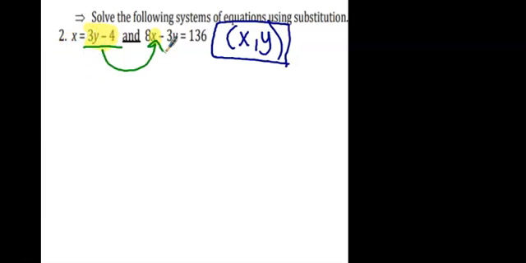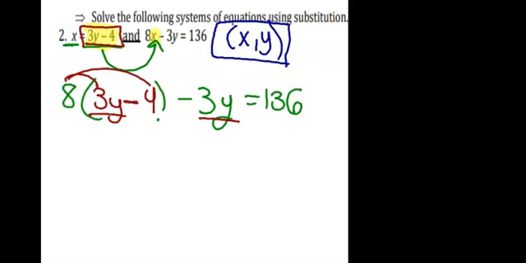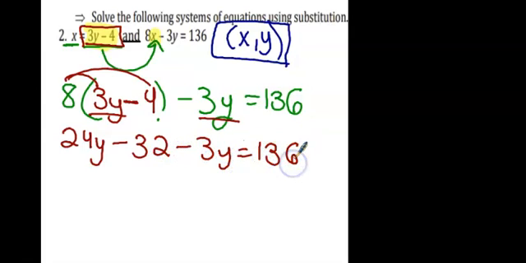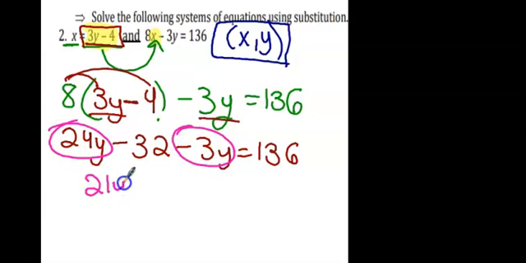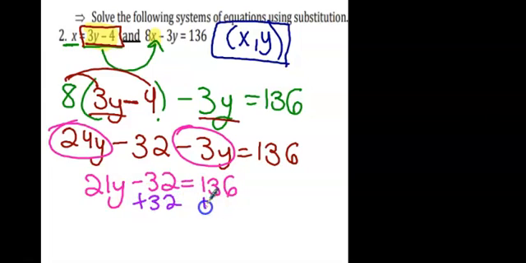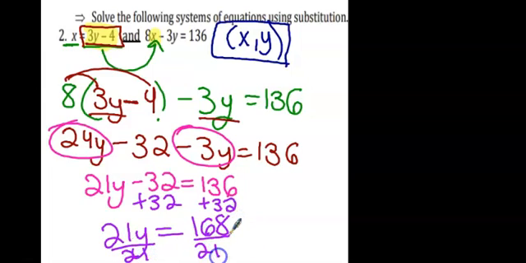So I put the x into the second equation, and then distribute. So I have 24y minus 32 minus 3y equals 136. Now I'm going to combine like terms. So 24y minus 3y is 21y minus 32 equals 136. Bring over the 32. 21y equals 168. And then divide 21 to both sides. We'd get y equals 8.